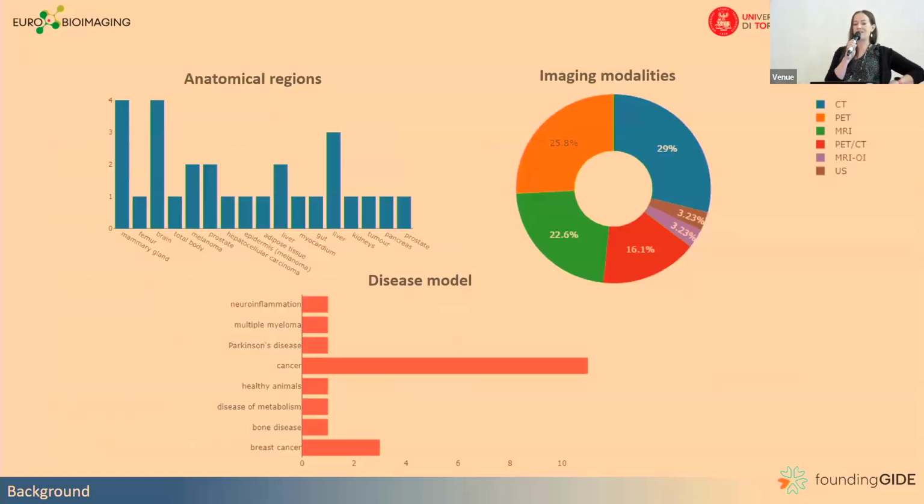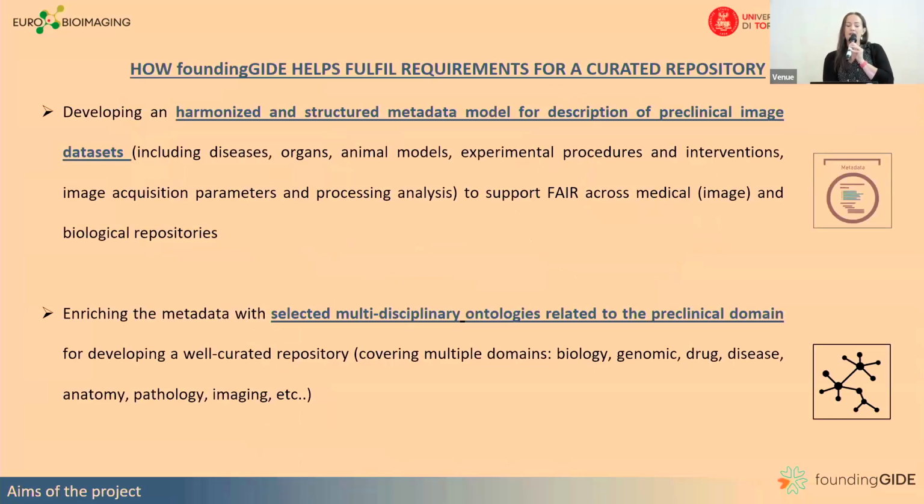These are some stats from PIDAR, the current situation. There are several anatomical regions covered, quite versatile collection of imaging modalities, and then several different disease models. Then how can foundingGIDE help fulfill the requirements for this curated repository, the PIDAR?